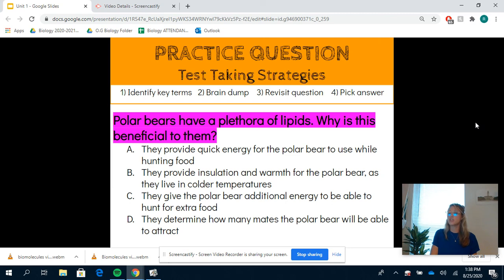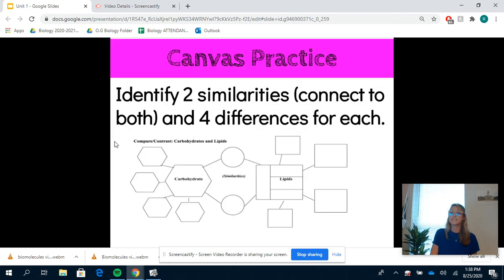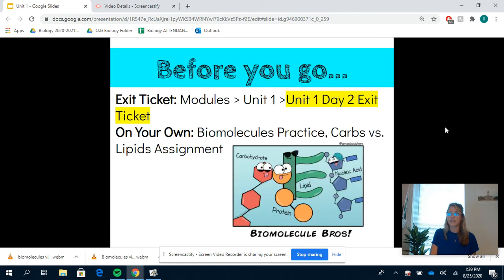And there you have it, you guys. That is the day, carbohydrates and lipids. The activity today was some Canvas practice. You need to download this document to compare and contrast carbohydrates and lipids. And that is all.